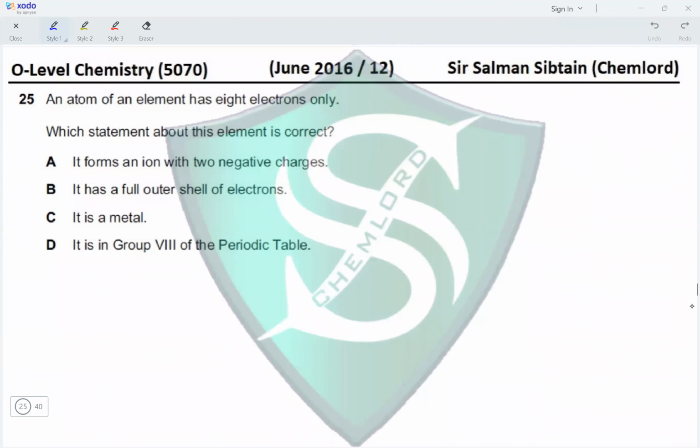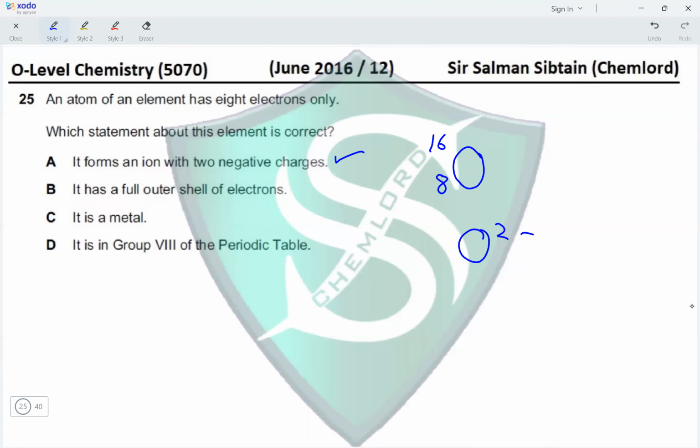Question 25. An atom of an element has 8 electrons only. So this is the total number of electrons present. Which statement about this element is correct? It forms an ion with a 2 negative charge. So if we look at the periodic table, the element with 8 electrons only is oxygen, and oxygen forms an ion with a 2 negative charge. So this is correct.